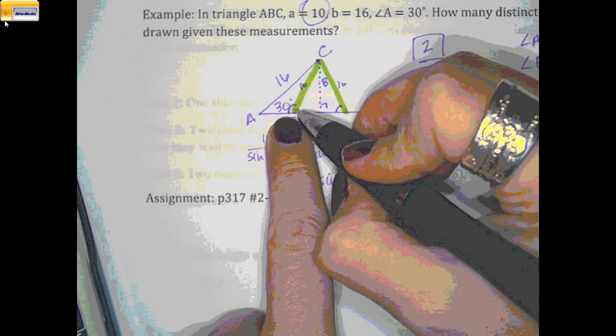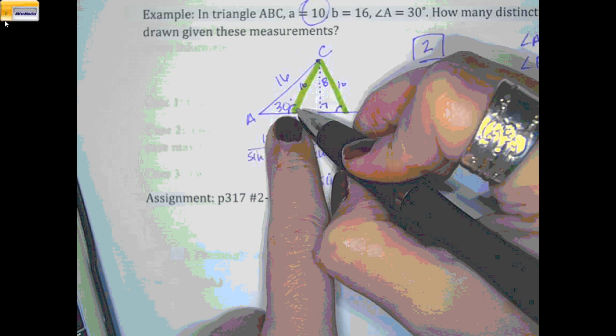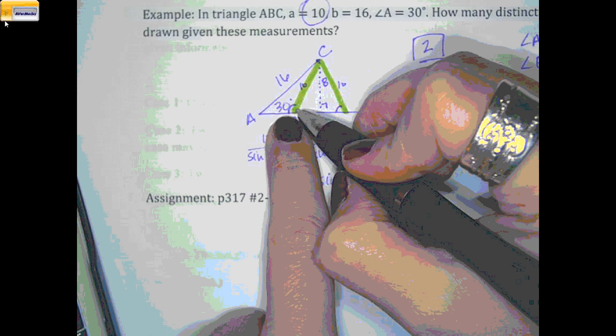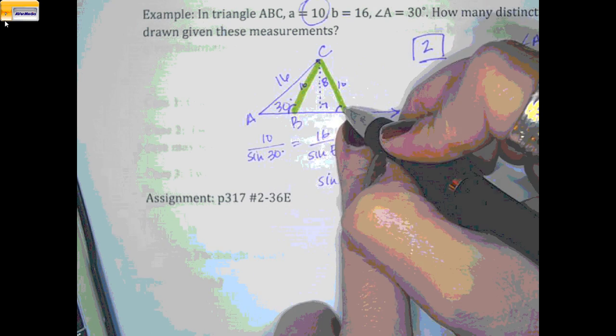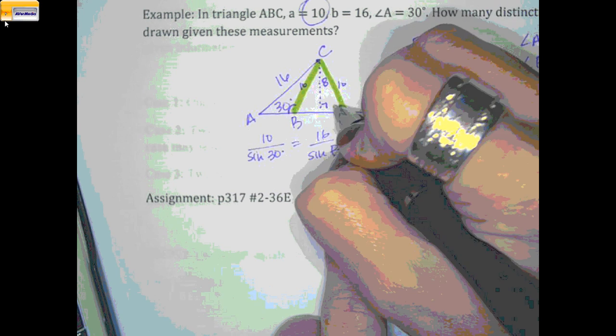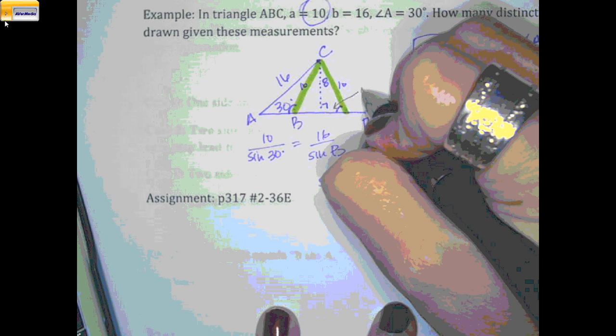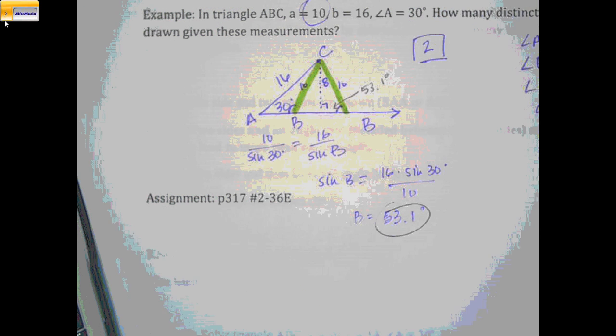Okay, so 53 degrees. Does this right here look like 53 degrees to you? That's an obtuse angle. No, so we probably just found this one. I'm going to point to it. That one right there is 53.1 degrees.